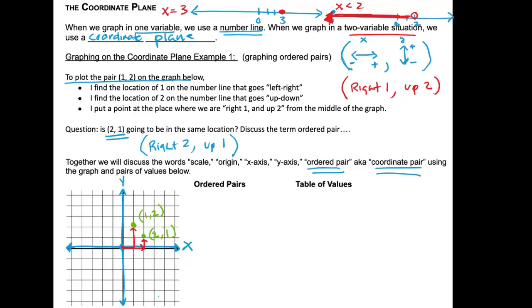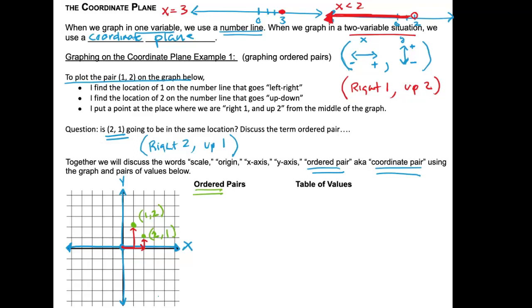So there's a reason why we say ordered pairs. And the reason is because the order matters. So even though we had the same exact numbers, they were in different places. And so they gave us different directions. So it's kind of like saying, if you left your house, go 5 miles north and 2 miles east, that's different than saying 2 miles north and 5 miles east.